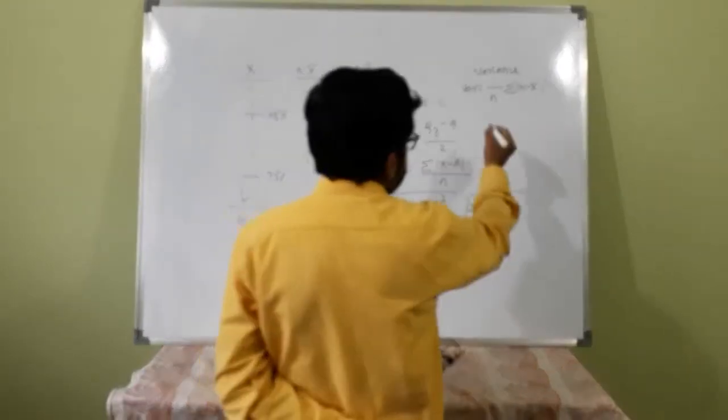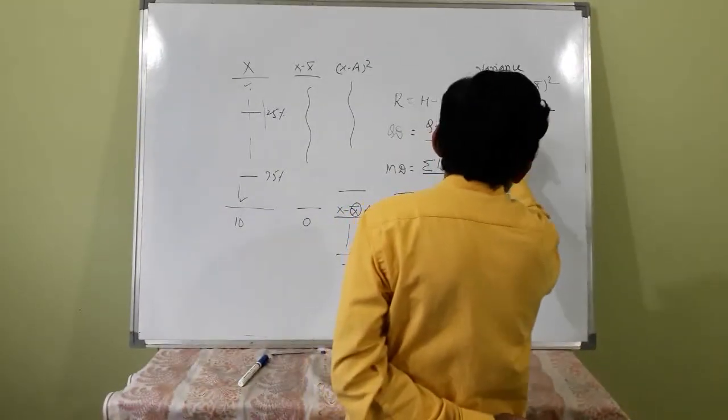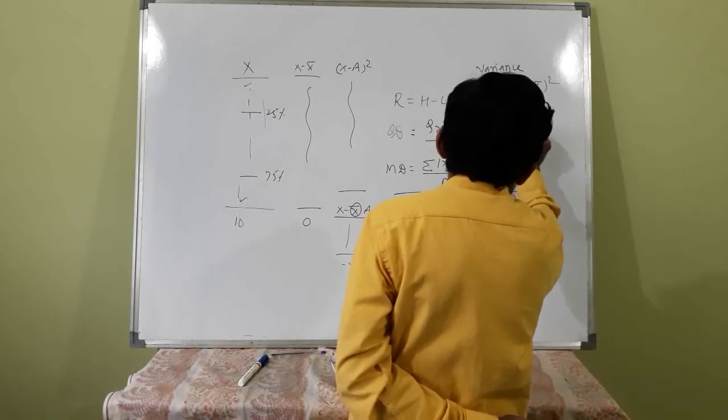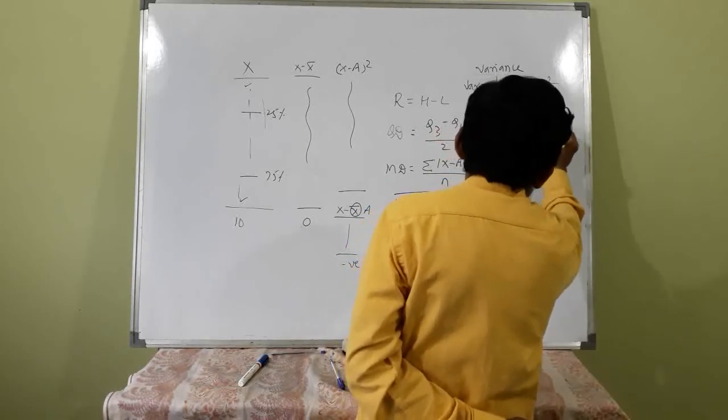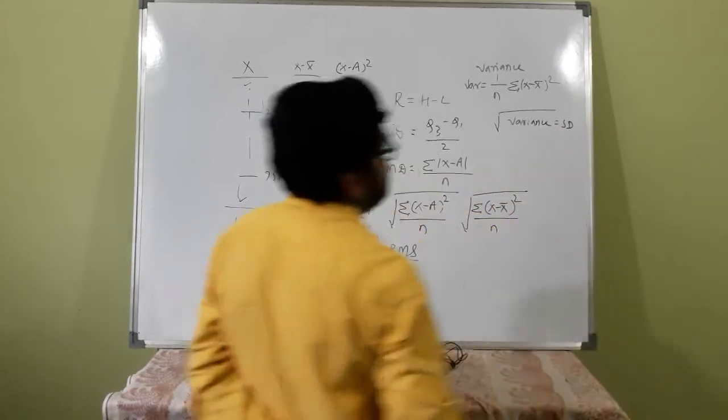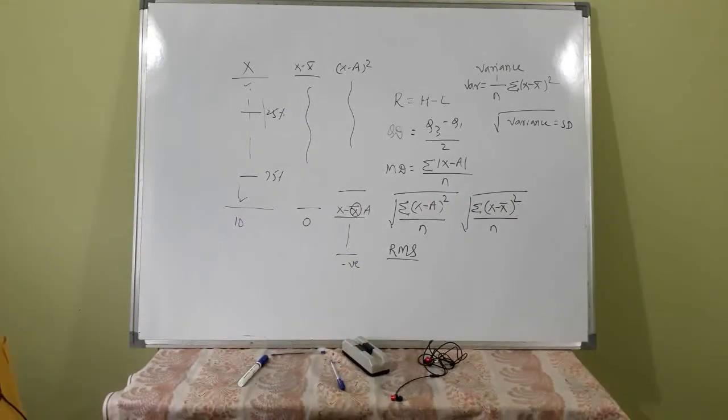And its square root is standard deviation. Square root of variance is standard deviation. Okay.